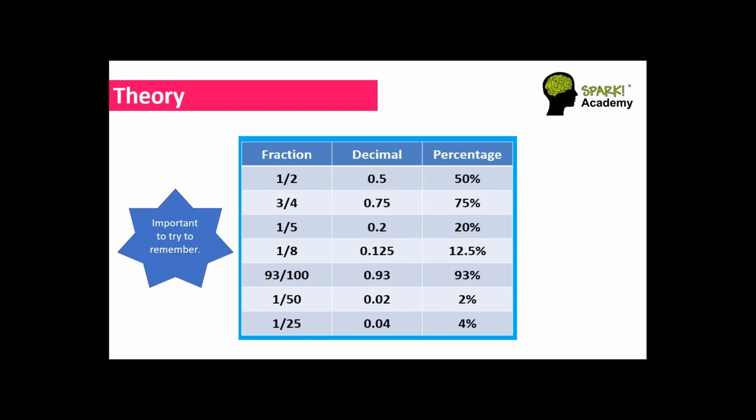And we've also got 93 over 100, which is 0.93, which is 93%. And 1 over 50 or 1/50th is 0.02, which is 2%. And 1 out of 25 or 1 over 25 is 0.04 or 4%. So these are key facts that I think it's really important that you learn, write them down and take interest in these different facts here.